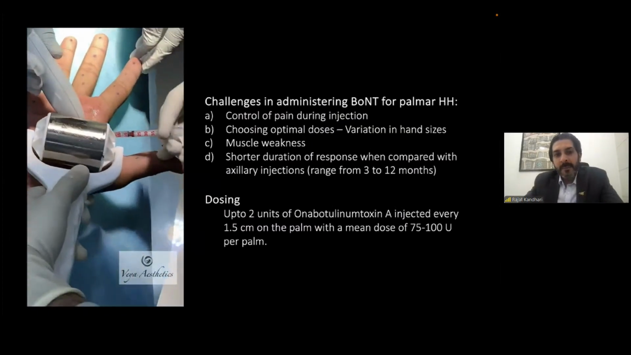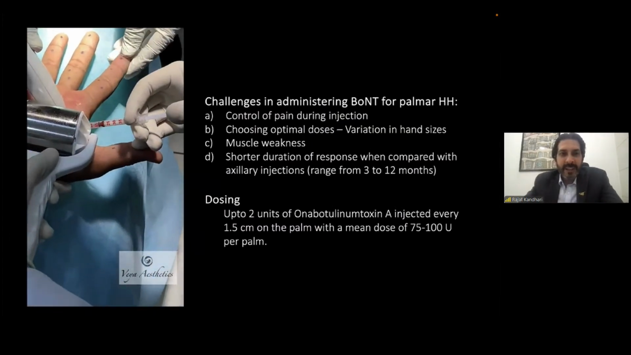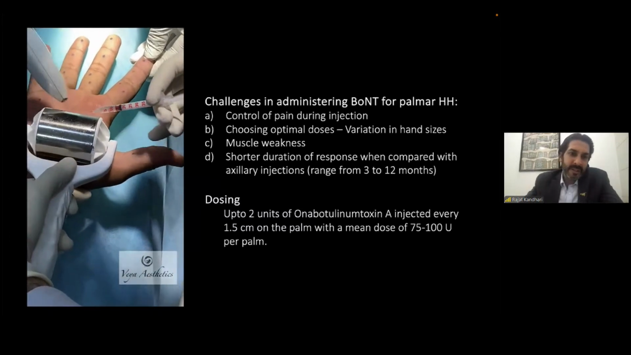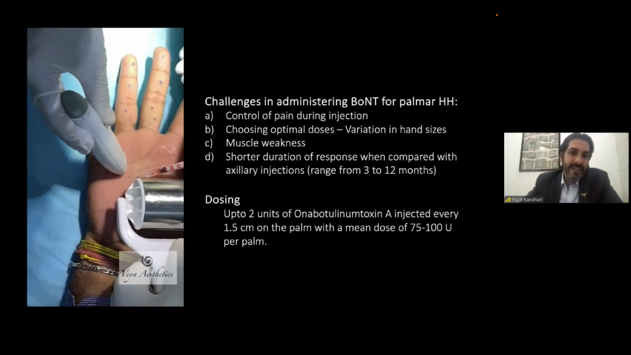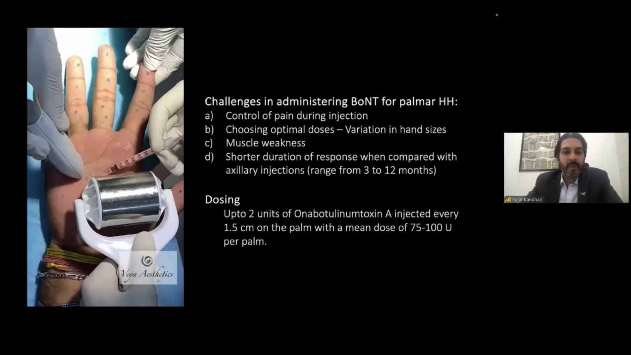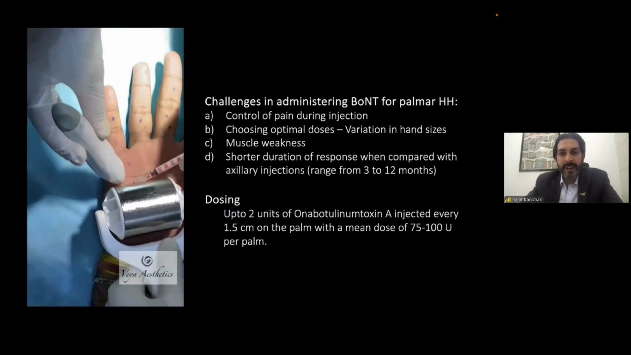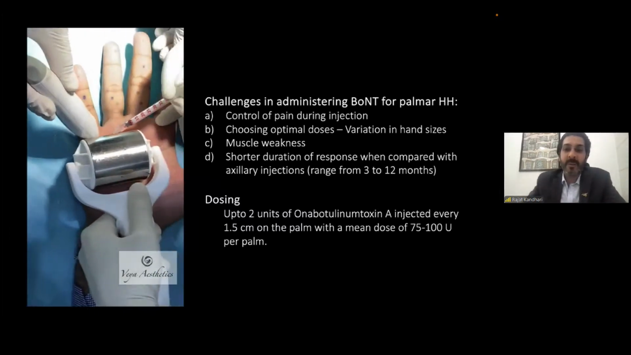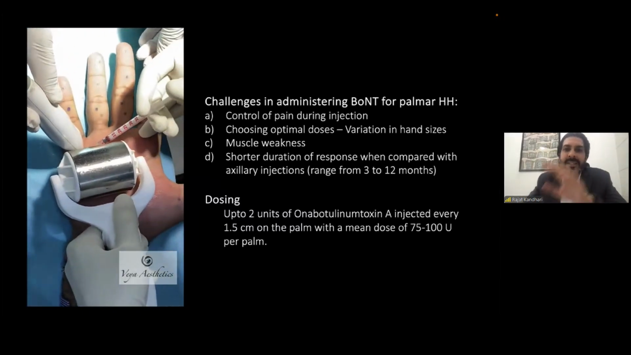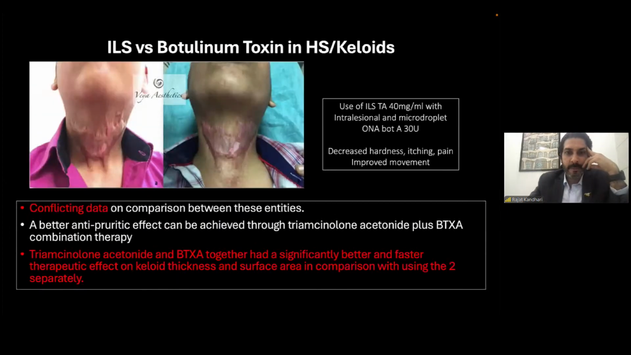For the palms, it's a little more challenging vis-a-vis the pain. You may ask your assistant to hold a vibrator as well as some ice and inject 1 to 2 units each point. Again, your dose might vary according to the hand size as well. Patient may face a little muscle weakness for some time. And yes, topical anesthetic can be used for axillary hyperhidrosis as well as palmoplantar hyperhidrosis.